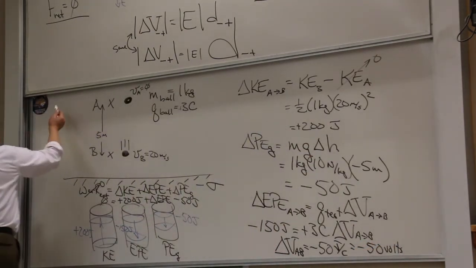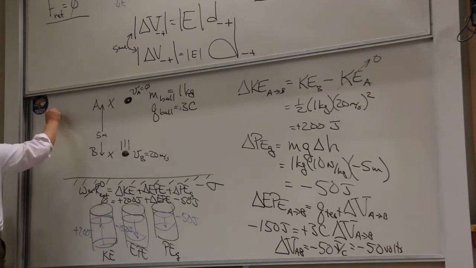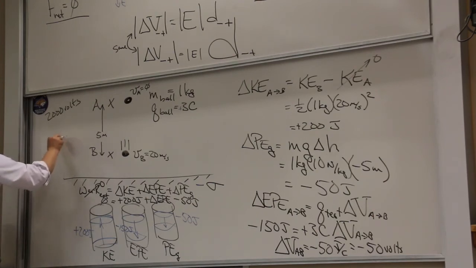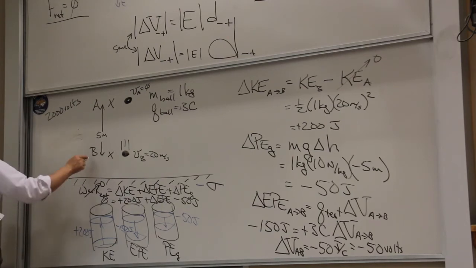So if this is, I'm making this number up, if this is 2,000 volts here, this would be 50 less than that, 1950 volts. Whoops, down here.